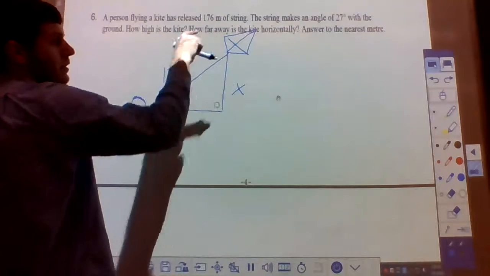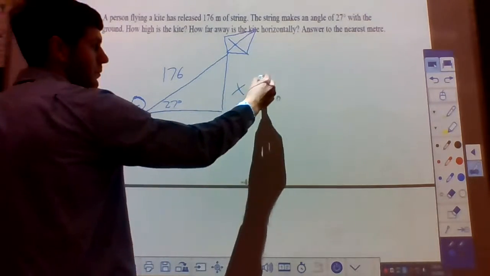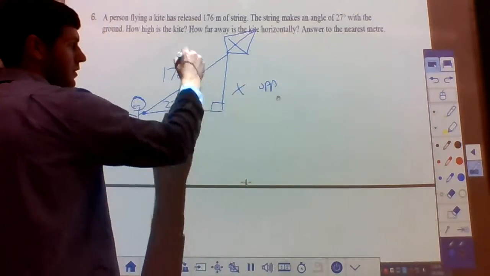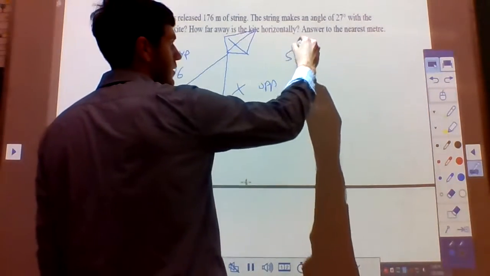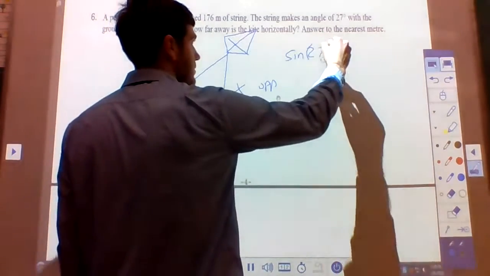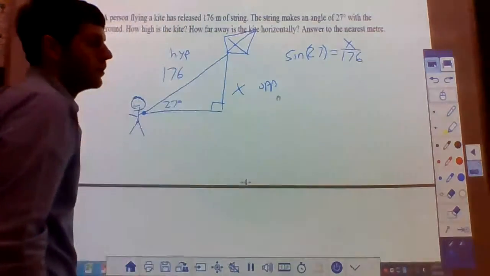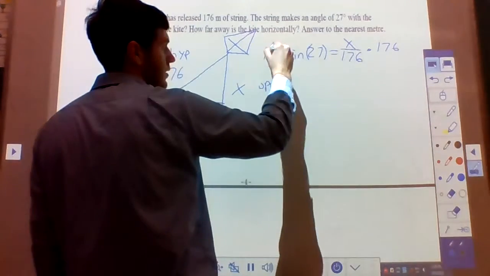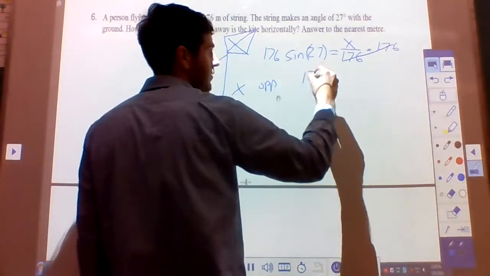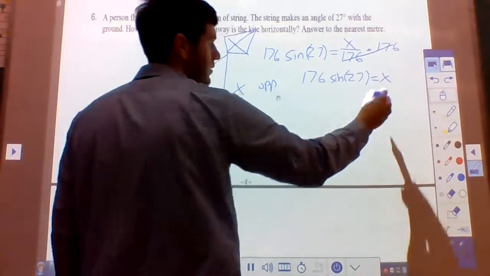Okay, we have two questions. How high is the kite? And then how far away is the kite horizontally? So let's say, how high is the kite? That's x. So that's going to be opposite. 176 is our hypotenuse, so we're going to use sine. So sine of 27 is going to equal opposite, which is x, over hypotenuse, which is 176. We want to get x by itself, so we multiply both sides by 176. They cancel, we get 176 times the sine of 27 equals x.